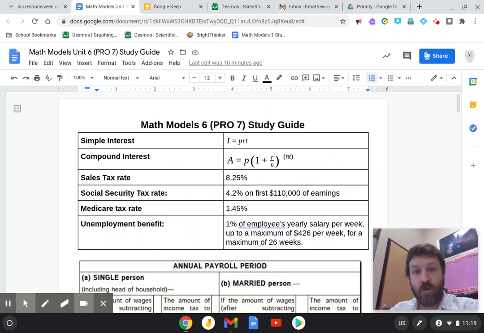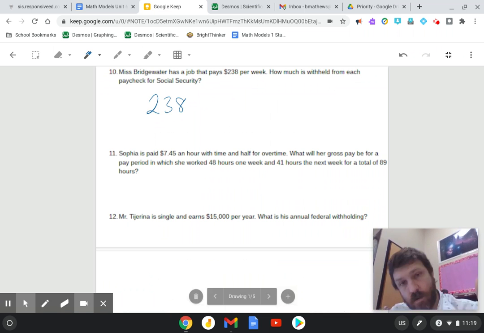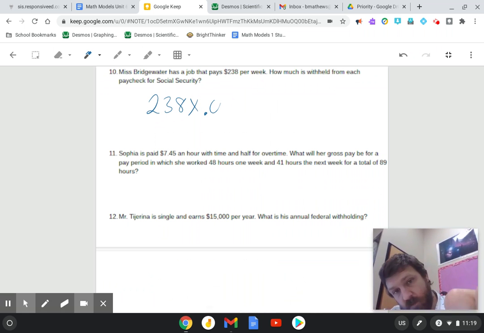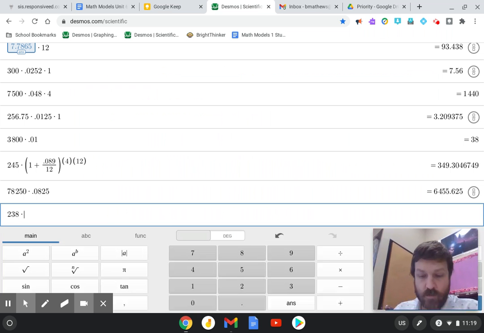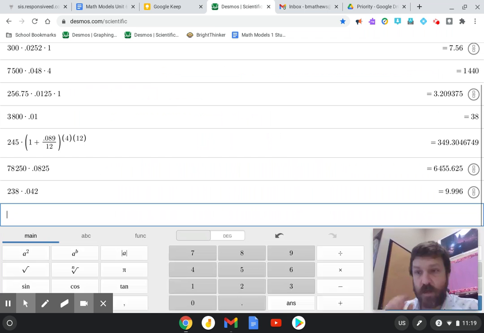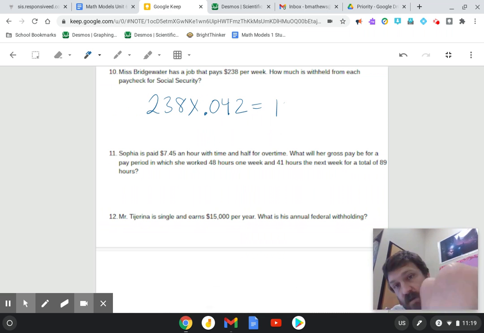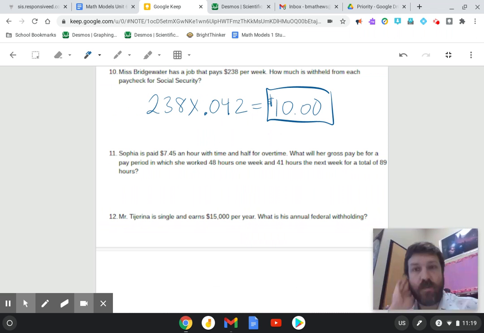Social Security is 4.2%. So 0.042. 238 times 0.042 is $9. Well, really, it's going to round up to 10. Exactly, $10. It's going to round up. So it's going to be 10 even on that.